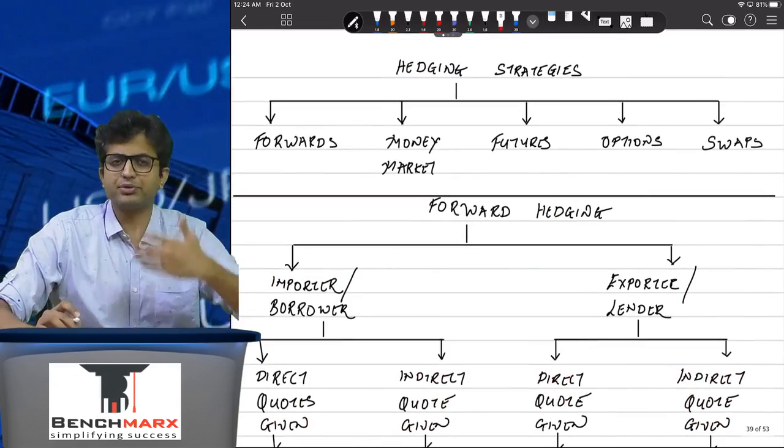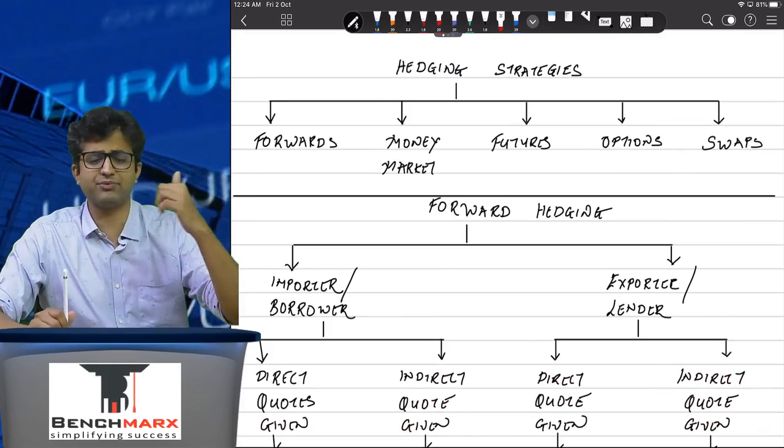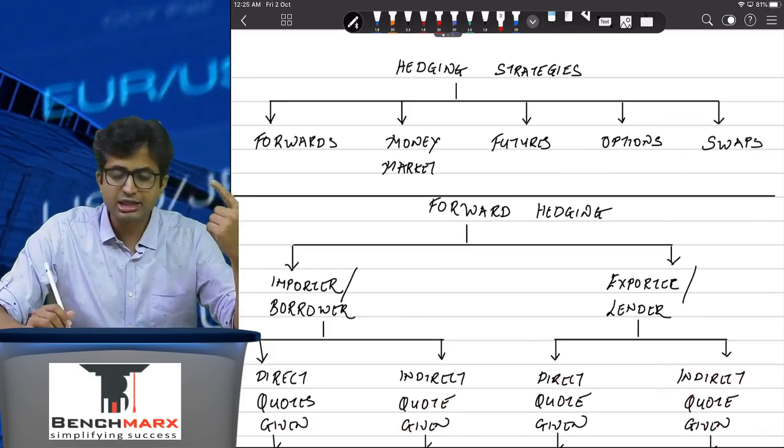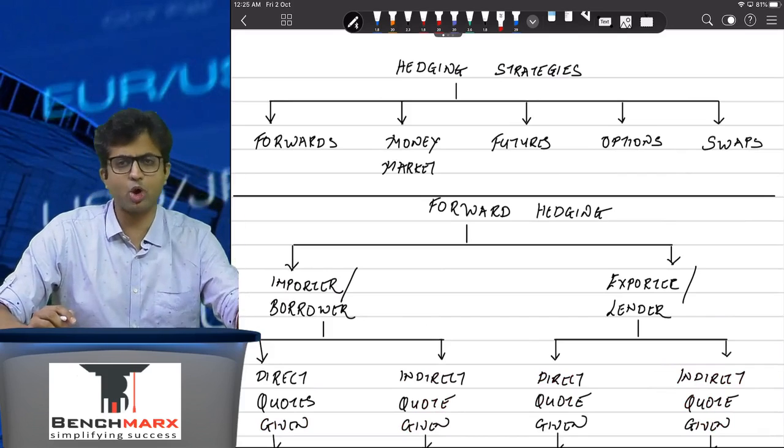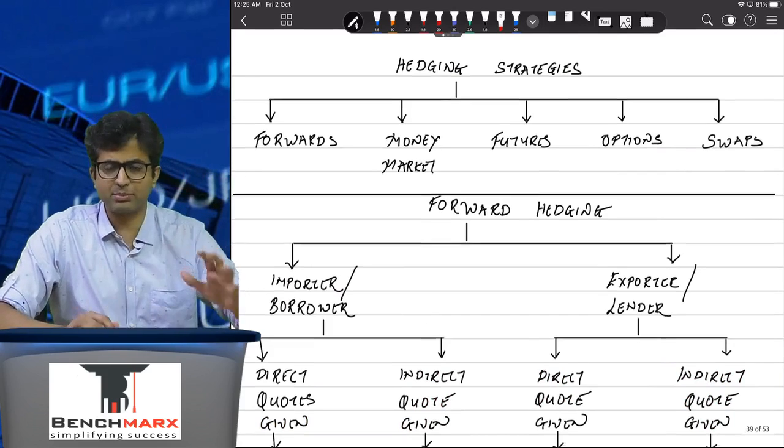Okay, then you have a few hedging strategies. Hedging strategies can be for forwards, the easiest, then the money market, then futures, options and swaps. So let us do one by one.